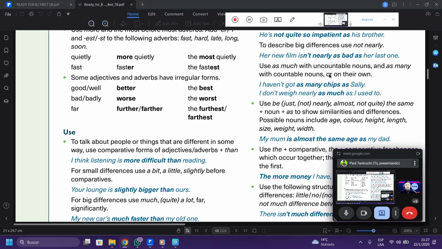Now, as you know, much, we use it with uncountable nouns. On the other hand, many, we use it with countable nouns, as you can see here. With countable nouns, I haven't got as many chips as Sally. With uncountable nouns, I don't weigh nearly as much as I used to in the past. Okay? So, like this, one more time. Come up with your examples, please.